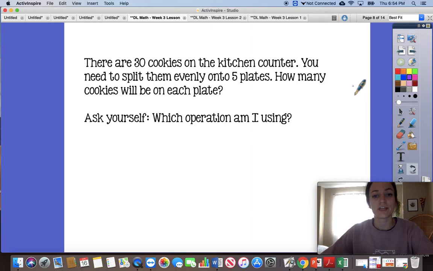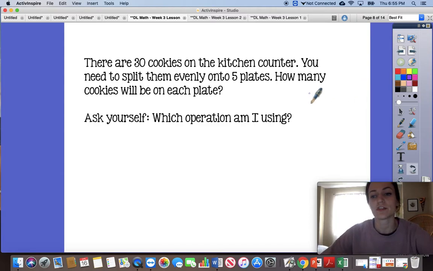There are 30 cookies on the kitchen counter. You need to split them evenly onto 5 plates. How many cookies will be on each plate? So ask yourself, are you adding? Are you getting new cookies? Are you subtracting? Are you eating cookies or getting rid of them? Are you multiplying? Do you have 30 groups of 5? Or are you dividing? Do you have a total and you're breaking it apart into groups? Pause the video and go ahead and try this one on your own.